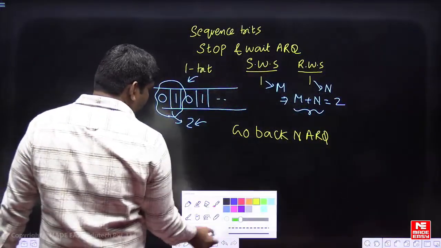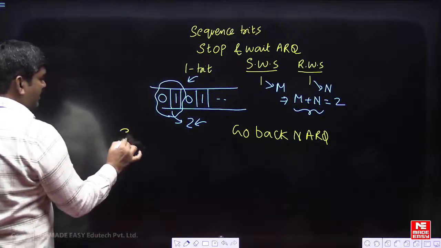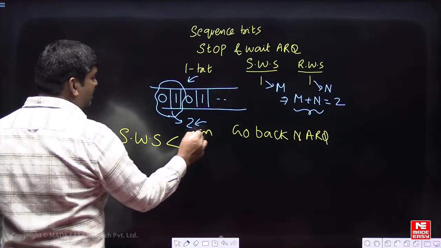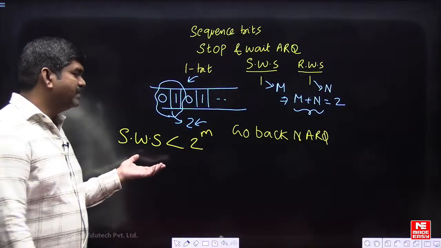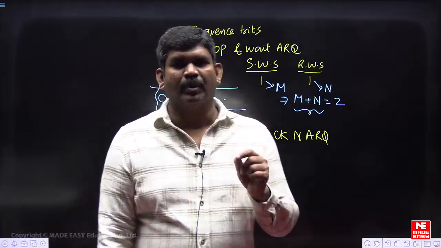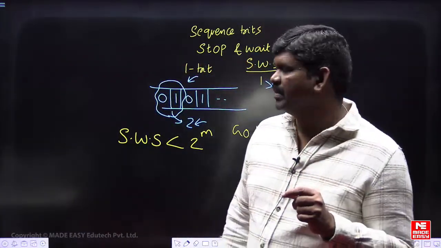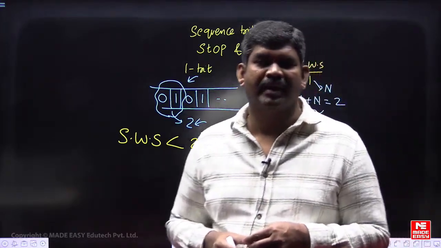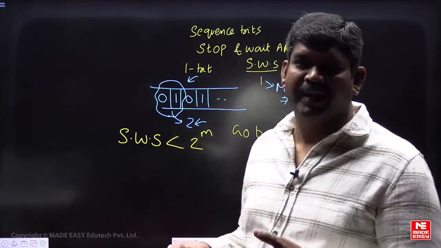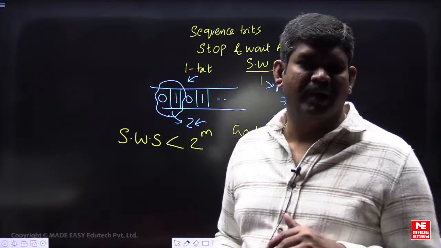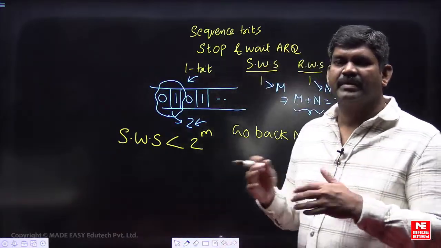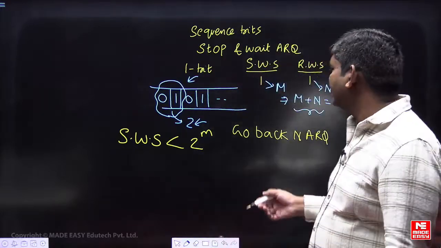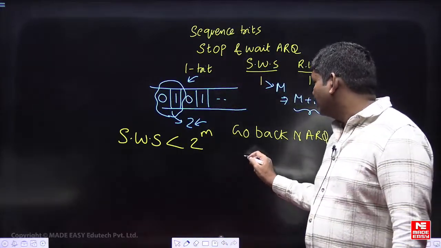So the condition for Go-Back-N ARQ is what? Sender window size should be less than 2 power m. Only if you take this particular condition is the protocol going to work, because if I take it equal to 2 power m, the protocol is going to fail by a condition called the wrap around condition. That means sequence numbers will be repeated, so the protocol is going to fail. That is the reason you should take less than 2 power m.